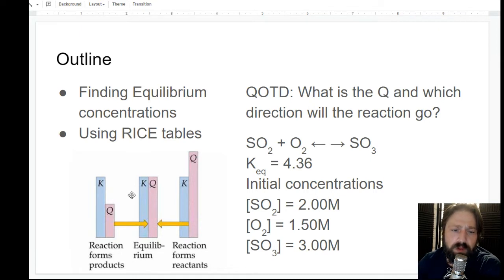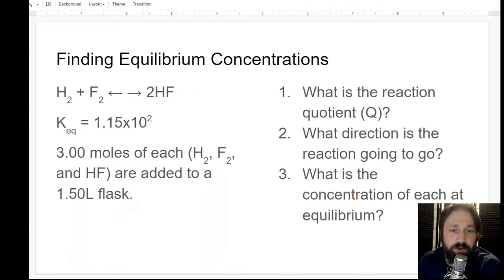So we can decide, okay, if Q is less than K, then that means the reaction is going to move to the right-hand side. It's going to move forward and create products in order to raise Q and become equal to K. If Q is bigger, it's going to make reactants. It's going to go to the left-hand side and lower down and then become K. And here's a little quick question for you. Now, this is the scenario that we're going to be dealing with today.